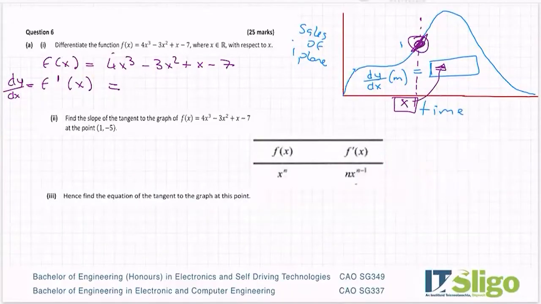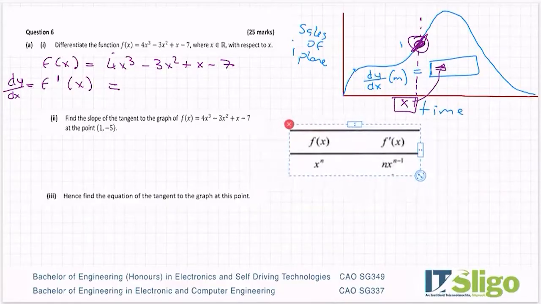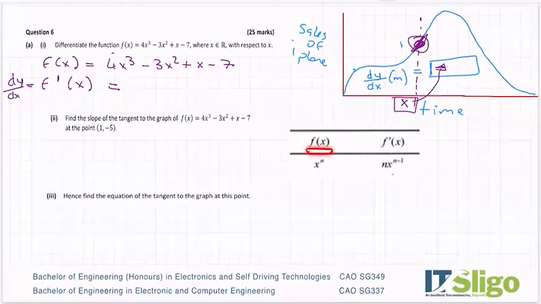Okay. So it's mainly that first one that's on your course. Okay, higher level, use the whole table. So what does it mean? Or how do you read it? This is the original function, f of x. This is the differentiated answer, f dash x.